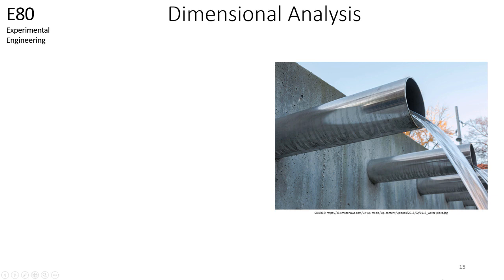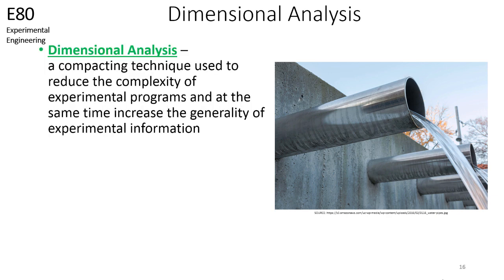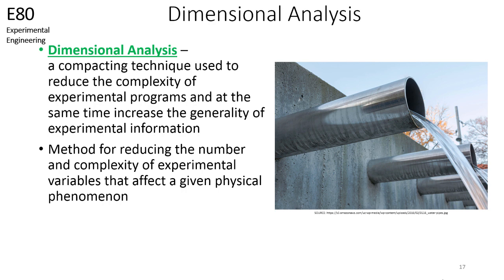Similitude between an actual object and a model automatically follows if all the important variables are included in dimensional analysis. Dimensional analysis is a compacting technique used to reduce the complexity of experimental programs and at the same time increase the generality of experimental information. It is a method for reducing the number and complexity of experimental variables that affect a given physical phenomenon.